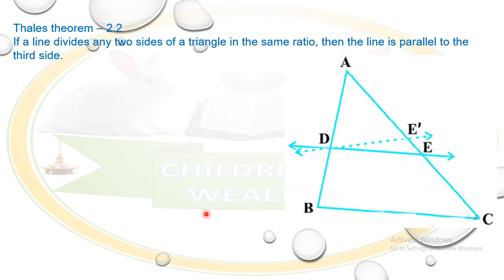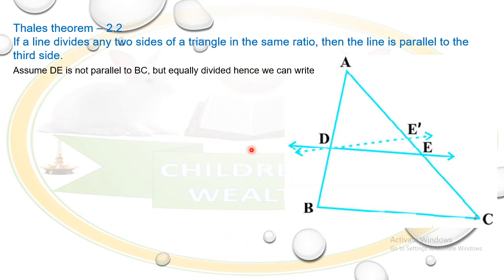If a line divides any two sides of a triangle in the same ratio, then the line is parallel to the third side. In this theorem, it says if a line, that is DE, divides the other two sides of the triangle, that is AB and AC, in the same ratio, then line DE will be parallel to BC. We'll go through the sequence of operations to prove this theorem.